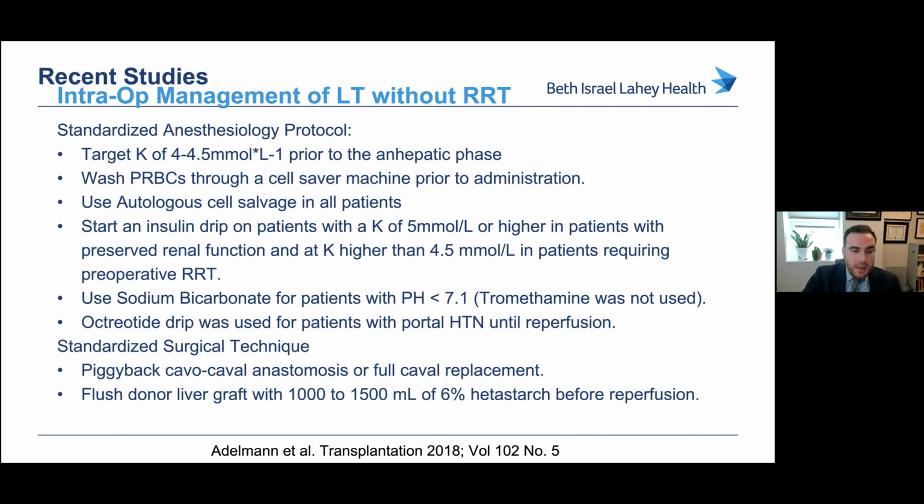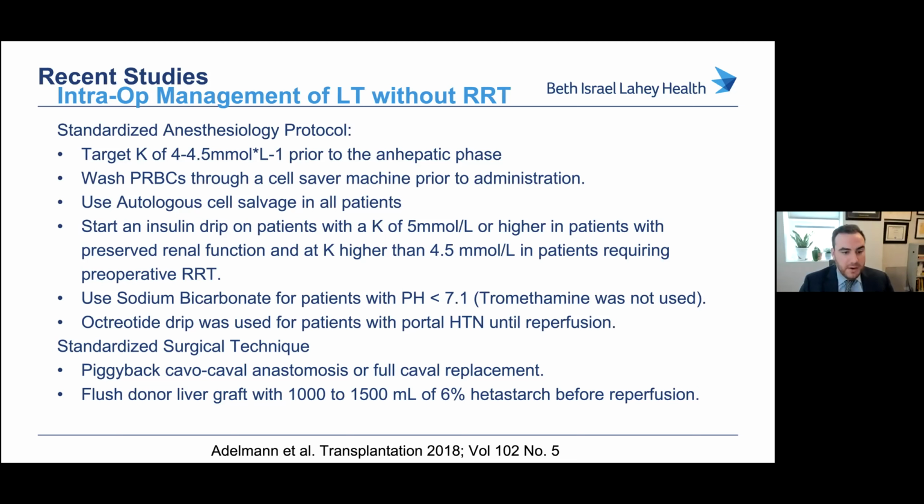One of the things they talked about was their standard anesthesia protocol. Leahy has a protocol as well for how we deal with hyperkalemia and metabolic derangements. They claim that they target potassium 4 to 4.5 prior to the anhepatic phase. They wash all, or the vast majority, of their red blood cells through a cell saver before administration. They use autologous cell saver. They start insulin drips on patients. They use sodium bicarb for severe metabolic derangements. They don't use THAM at all, and they use an octreotide drip.